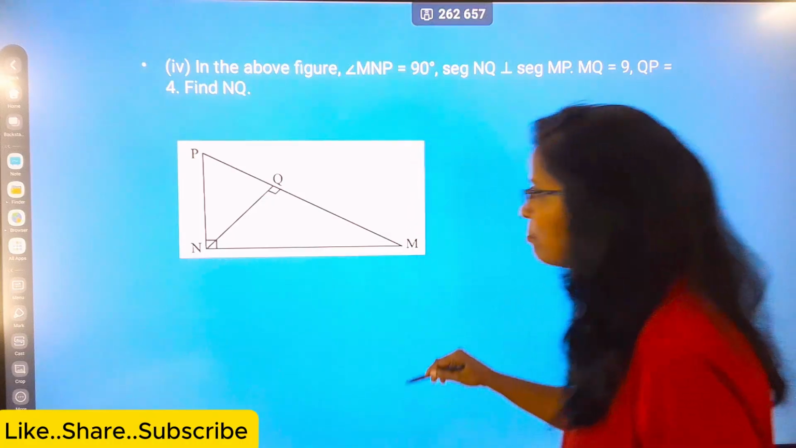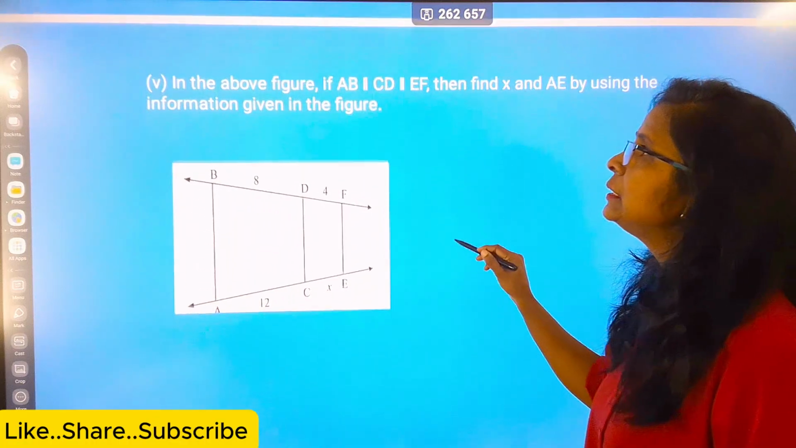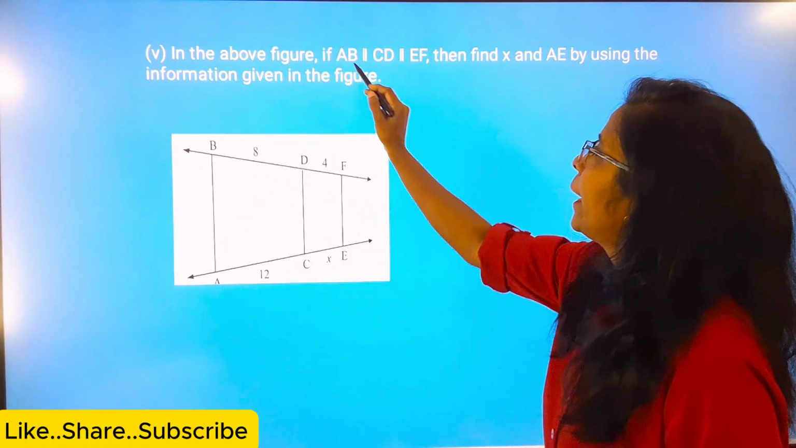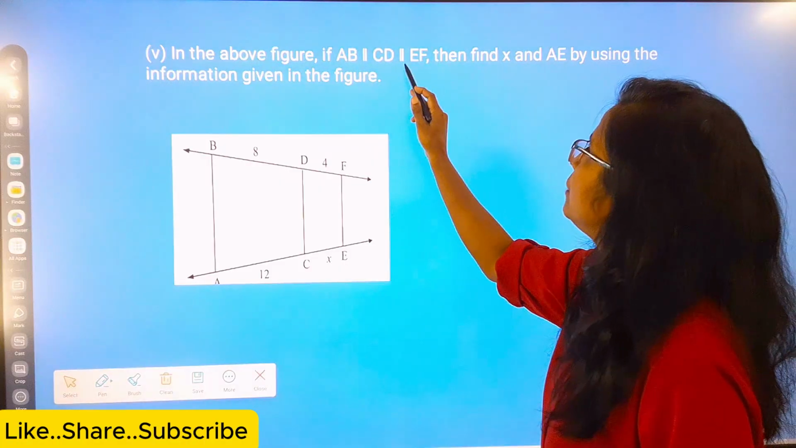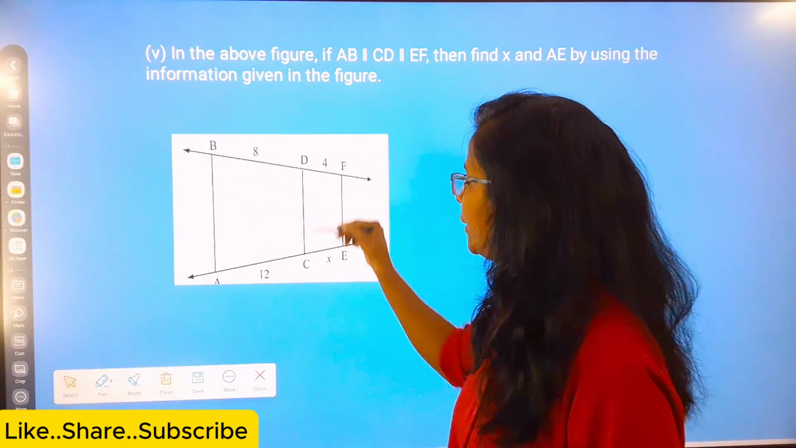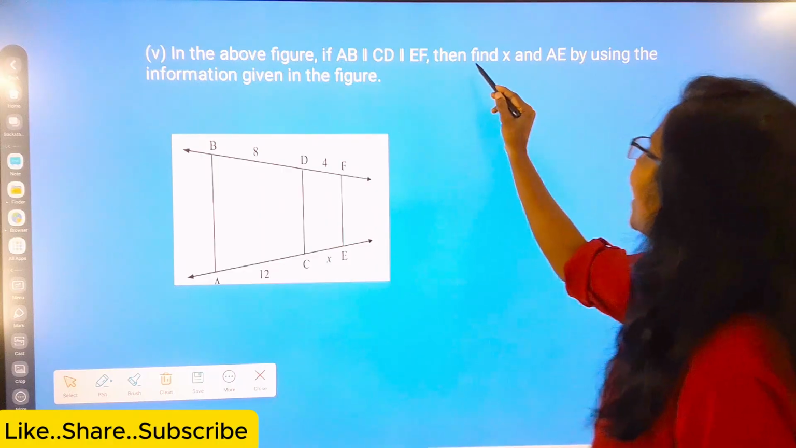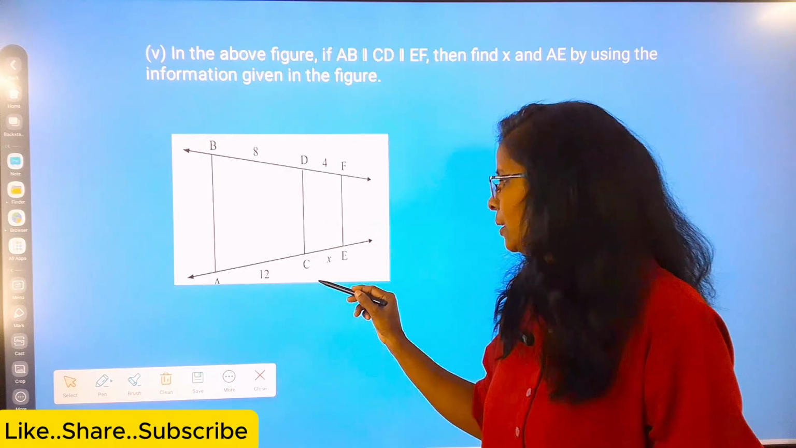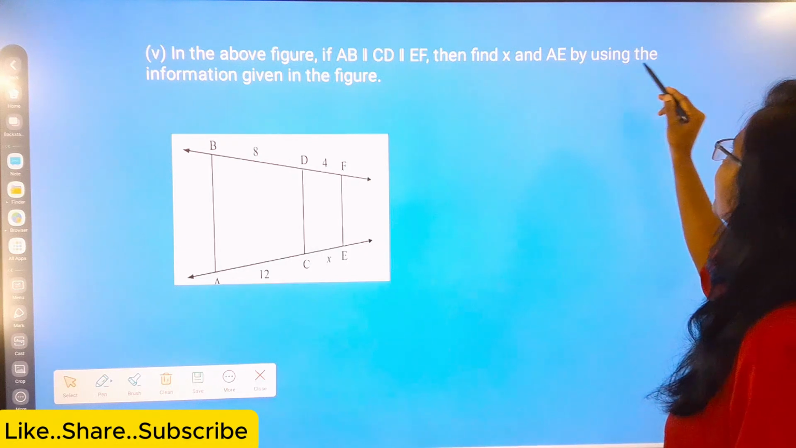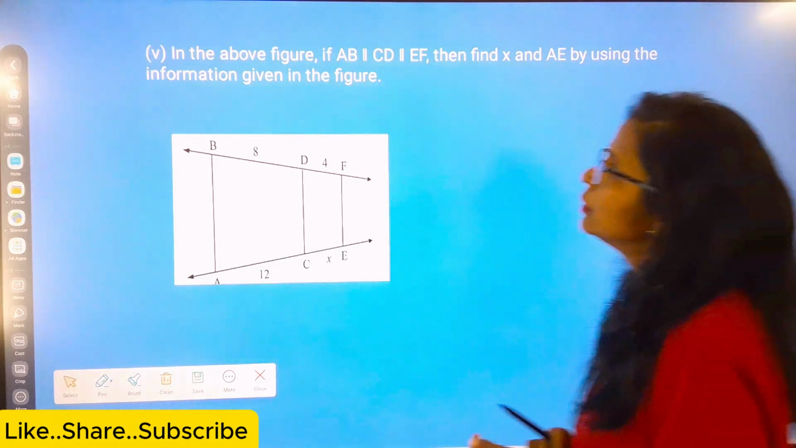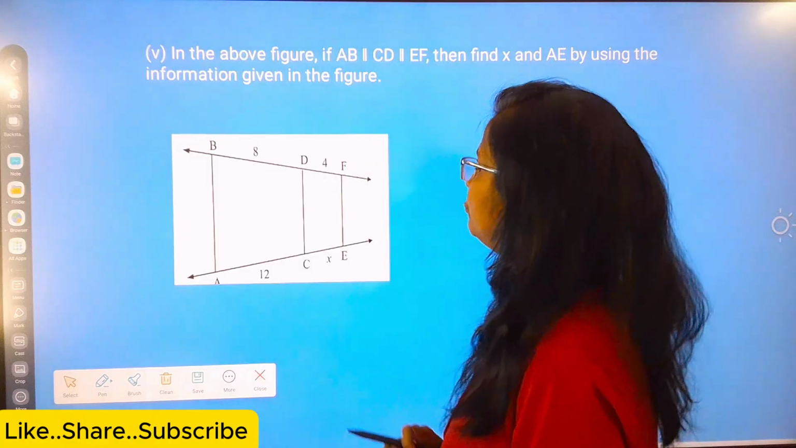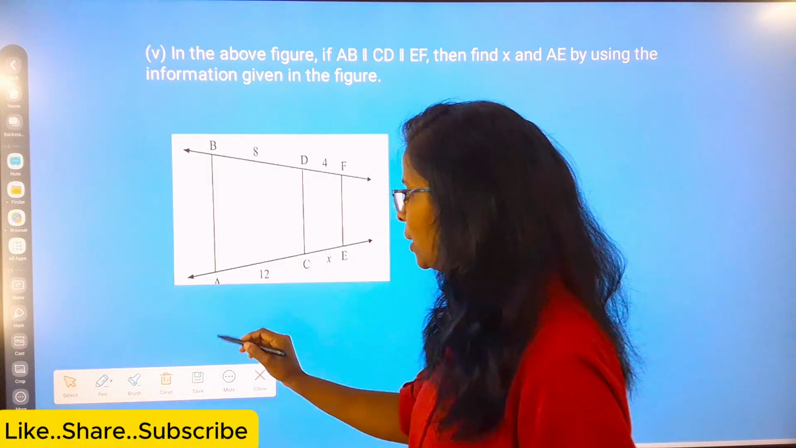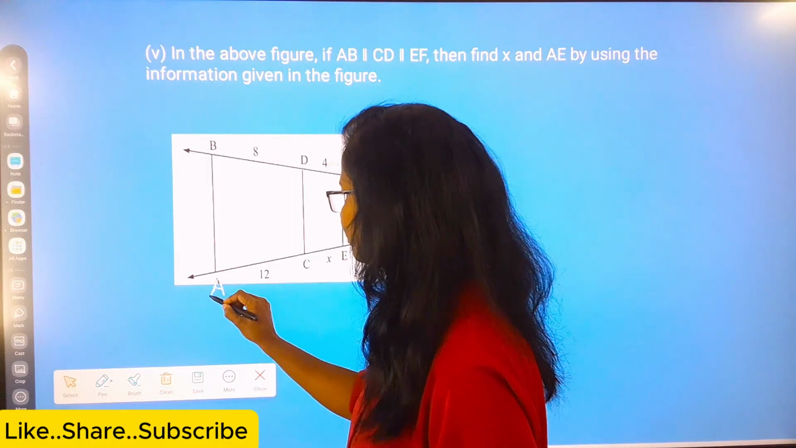Now the next example students. See, in this figure, AB parallel CD parallel EF, and then find X. This is the X, the line segment CE is X, and AE, by using the information given in the figure. You have to find out X as well as the AE.